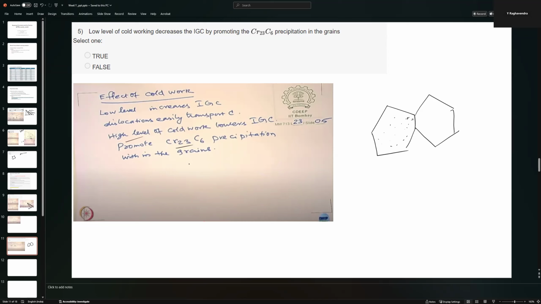The chromium and even the carbon are reacting with these precipitates inside the grain. So there you won't have IGC corrosion. And in case of low level cold working, you're forming dislocations which provide an easy pathway for carbon diffusion. So that's why.